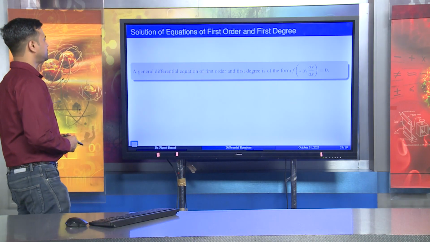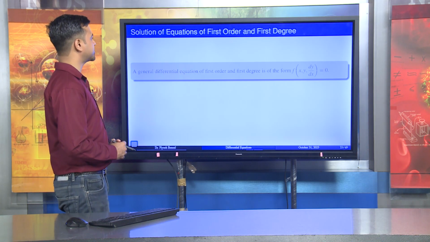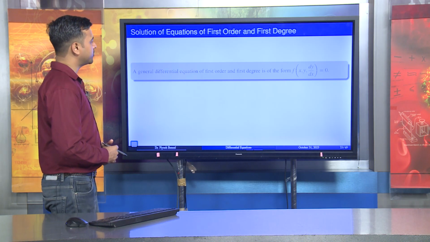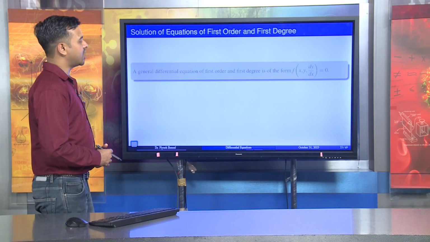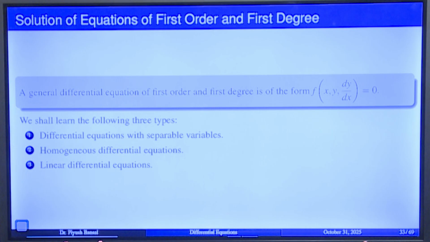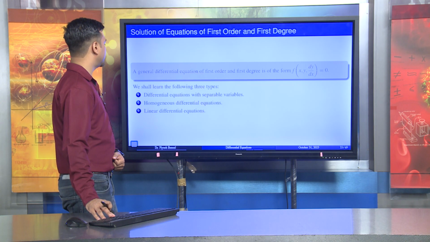Now, solution of equations of first order and first degree. A general differential equation of first order and first degree will take the form f(x, y, dy/dx) = 0. It could be any function of the independent variable x, the dependent variable y, and the first order derivative of y with respect to x. These are the following three types that we are going to study: differential equations with separable variables, homogeneous differential equations and linear differential equations.